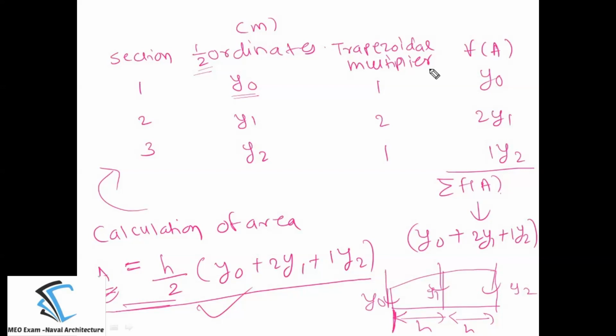What is this trapezoidal multiplier? If you see in this formula, there will be coefficients of y0, y1 and y2. The coefficient of y0 is 1, the coefficient of y1 is 2, the coefficient of y2 is 1. Whatever the coefficients are, we are calling those coefficients the trapezoidal multiplier. And I am writing it in a vertical way like this, 1, 2, 1. In front of y0, 1 is there, in front of y1, you have a 2, in front of y2, I have a 1. Then here I have written function of area.